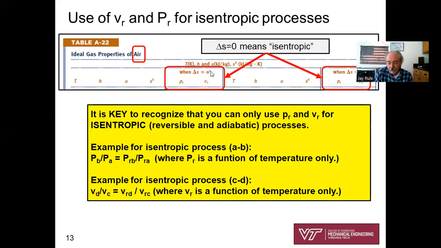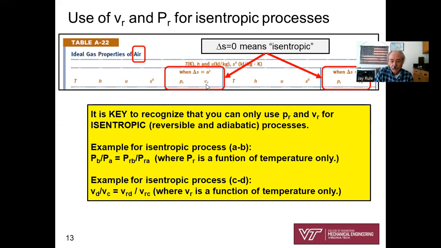That 1 there is a footnote, a little explanation for that, and it says for a reversible adiabatic process, delta s equals 0. So you can only use v sub r and p sub r for an adiabatic process, and that's what we have for process 1 to 2. Reversible adiabatic, that's isentropic. Isentropic, delta little s is 0. So for an isentropic process, we know that the ratio of specific volumes from 1 to 2 exactly equals the ratio of v sub r values from 1 to 2, okay?